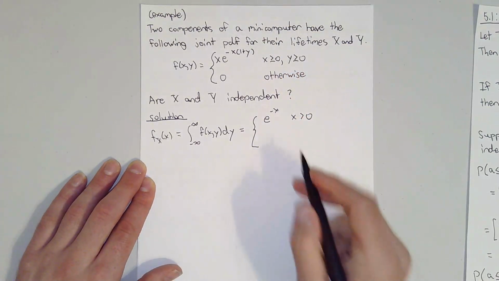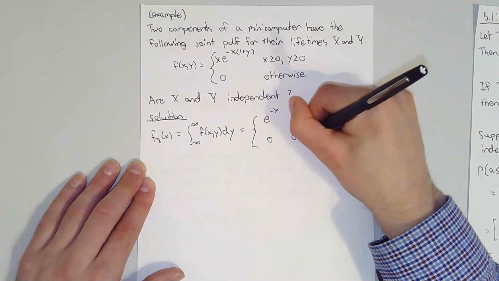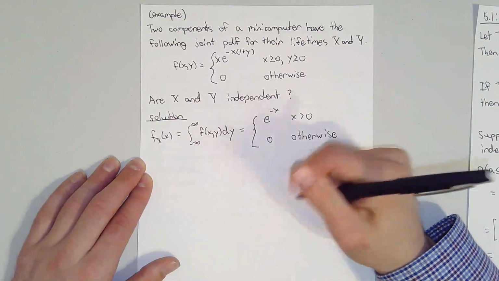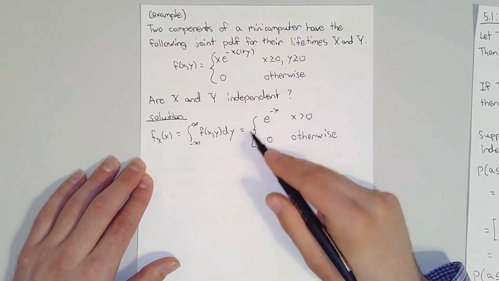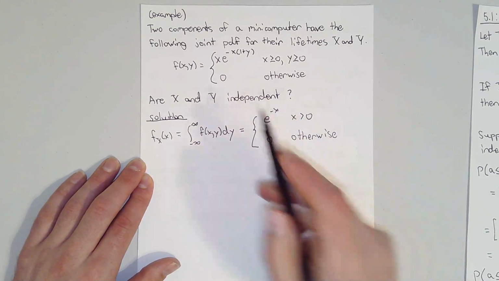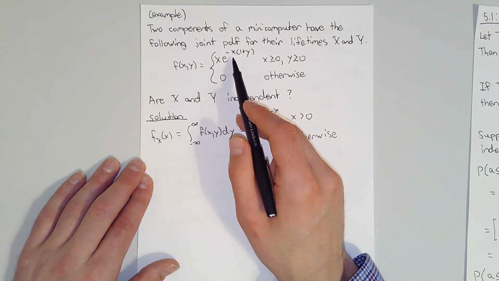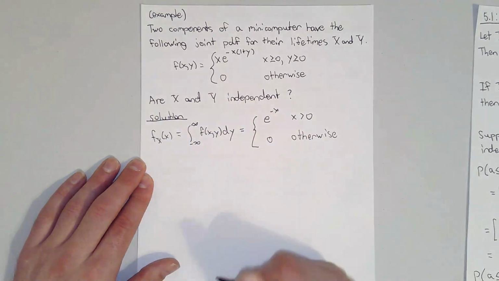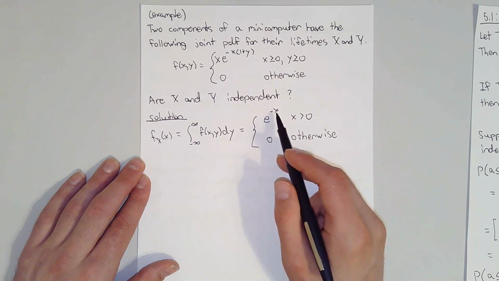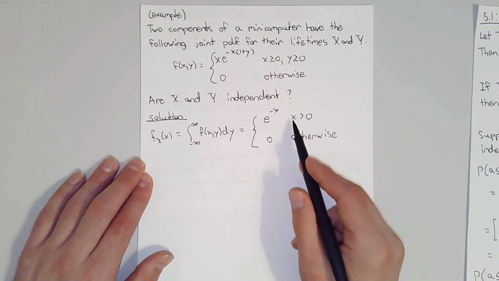e to the negative x when x is greater than 0, and 0 otherwise. Notice we did not have this when x is greater than or equal to 0, because when x is equal to 0, f of x comma y is also equal to 0. Therefore, this integral must be equal to 0. We can see clearly that if we plug in x equals 0 here, we do not get back 0, we get back 1. So this is only true for x greater than 0.